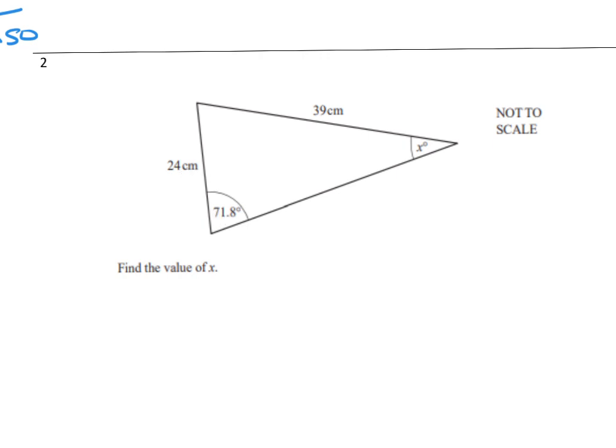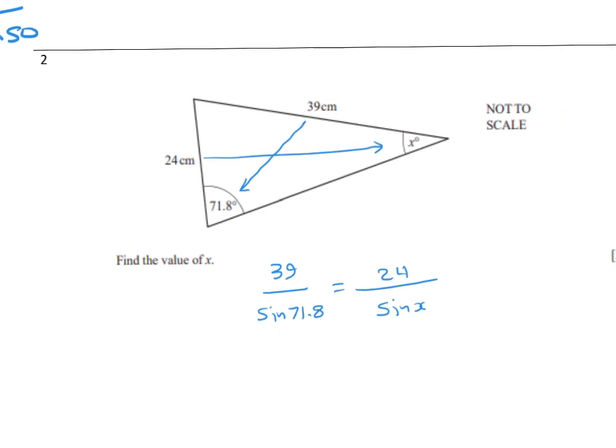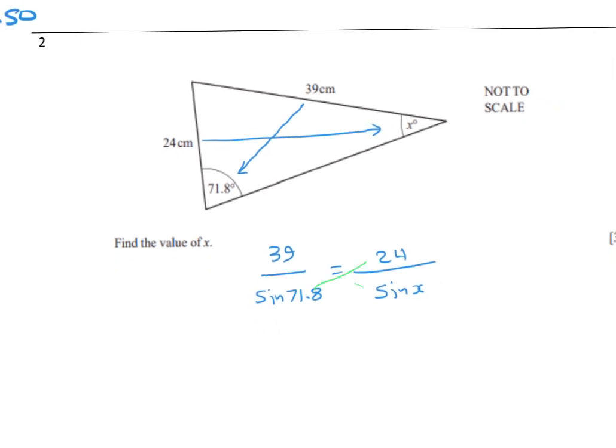So the sine rule. How to use the sine rule? 39 over sine 71.8 equals 24 over sine x. Yes. So 39 over sine 71.8 equals 24 over sine x. And then you cross multiply to find sine x.